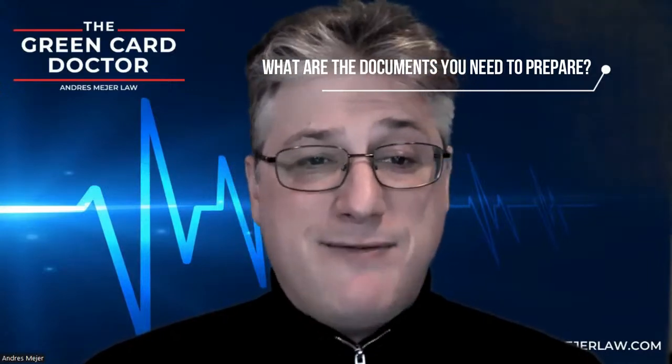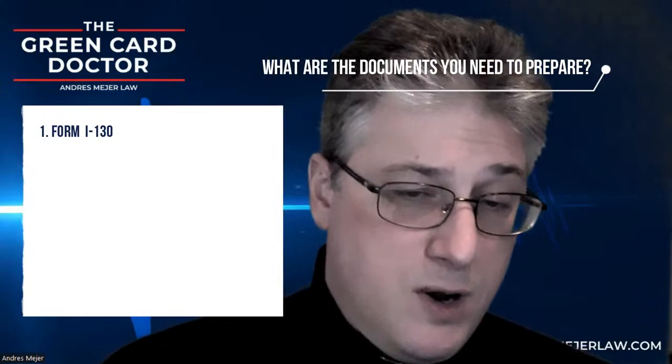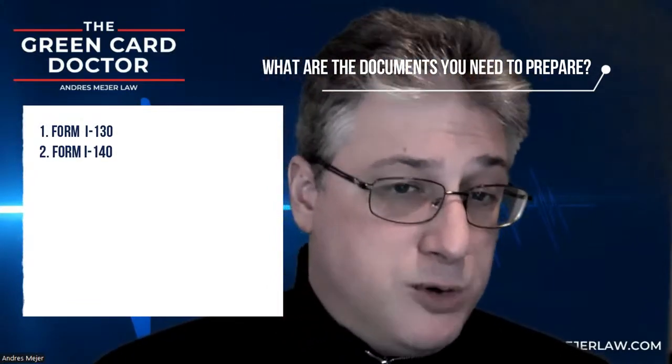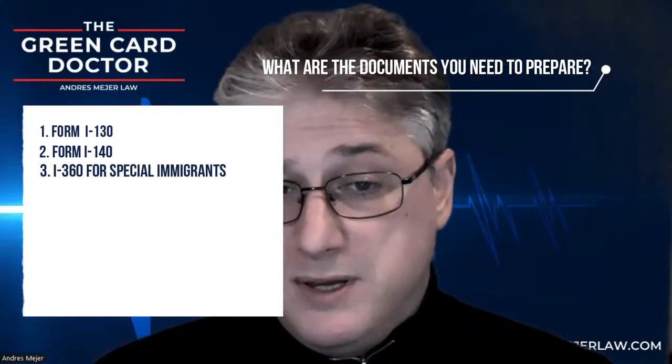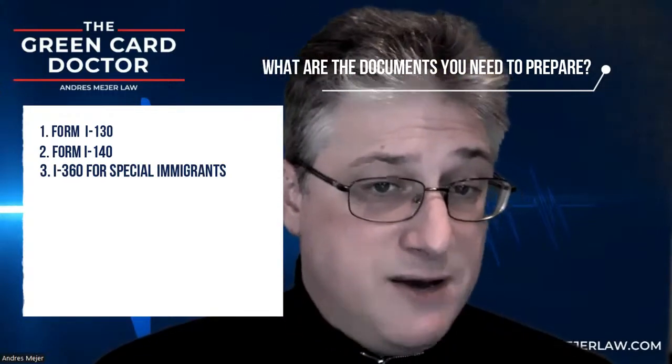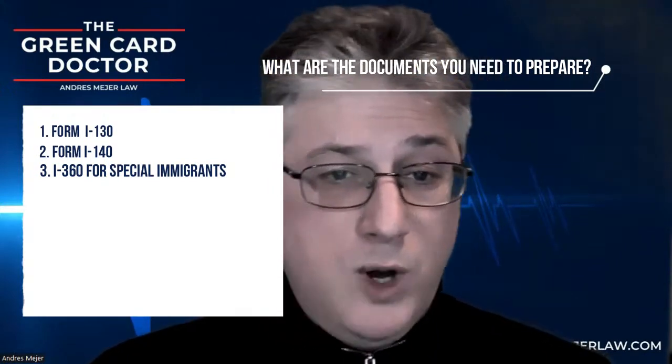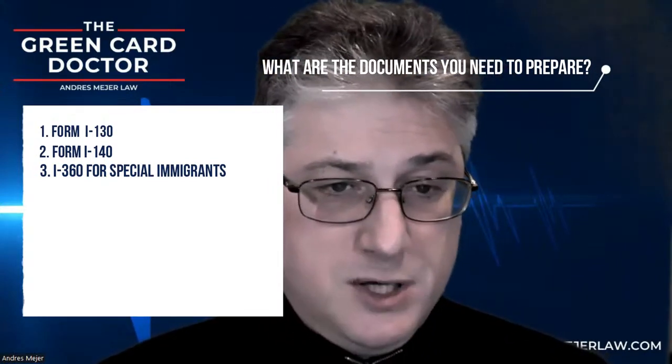If you are filing concurrently, you will be submitting the following forms. Now, if you've already received approval of these forms, you can just submit a copy of the approval notice rather than the application itself. So one is Form I-130 and supporting documents if your green card is family-based. Another is Form I-140 if your green card is employment-based, or other petitions like I-360 for special immigrants, which include VAWA, widowers, or special immigrant juvenile petitions.